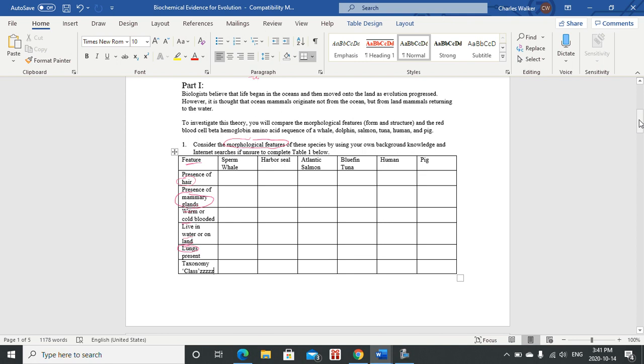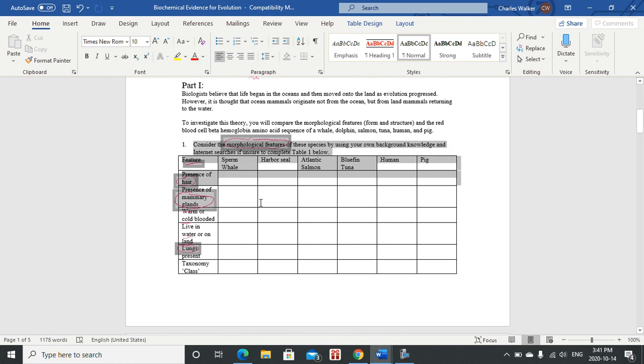The one thing that you probably do need to look for is the very last one here, and that is the taxonomy class. So of course, what we have is the very, very broad domains, and then we go to kingdom, phylum. What I'm looking for is the class. So sperm whale, what scientific class does it actually belong to? Harbor seal, what scientific class does it belong to? So what I recommend you do is start a Word document or some other document and just do all of your work directly in a Word document.